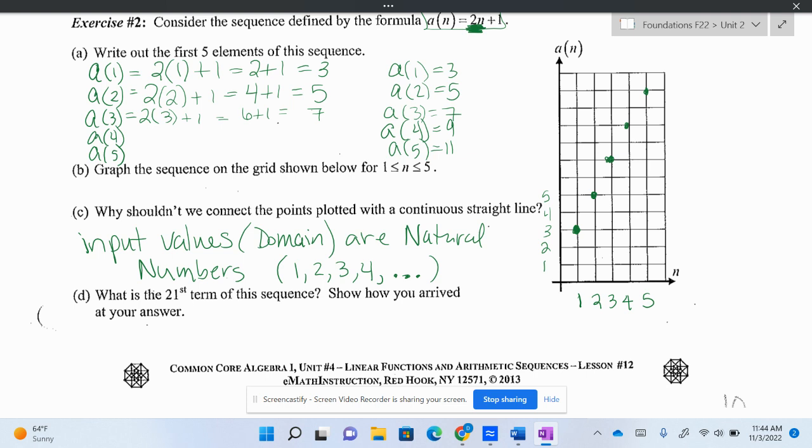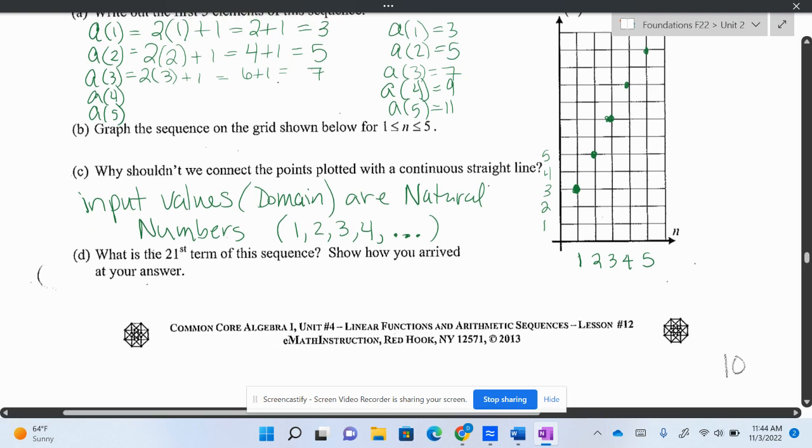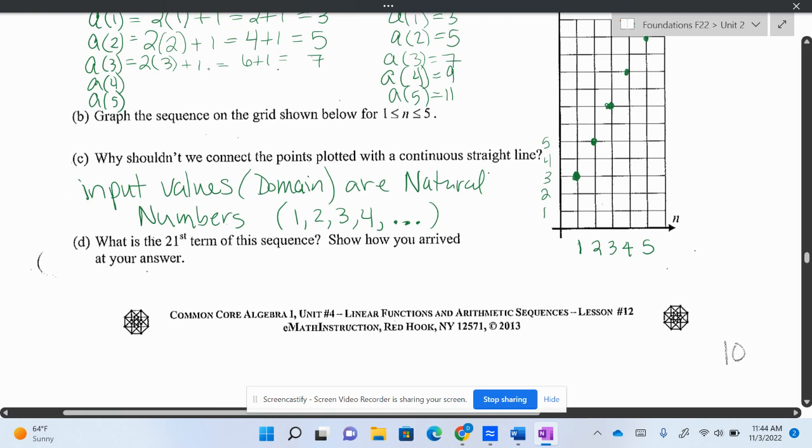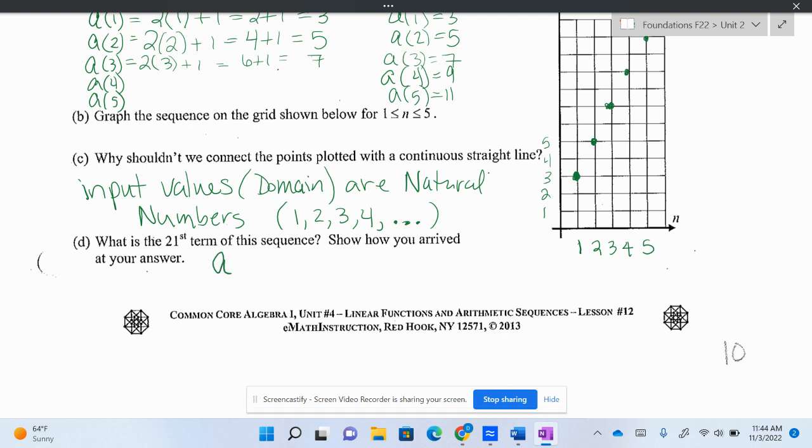So what is the 21st term of the sequence? What is that asking me for? Yeah, to plug 21 into the formula. Good job. So a to the 21st is 2 times 21 plus 1. So a to the 21st is 43.